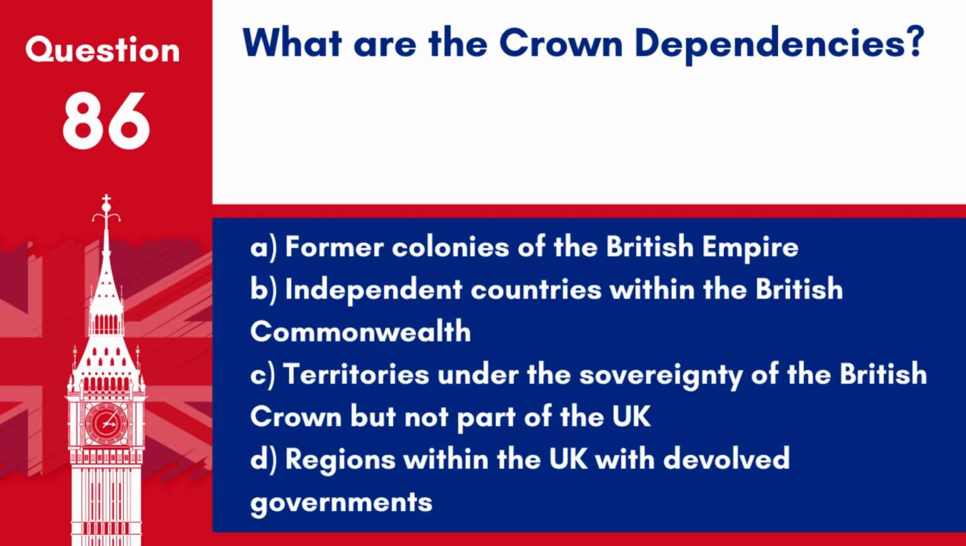Question 86. What are the Crown dependencies? A. Former colonies of the British Empire, B. Independent countries within the British Commonwealth, C. Territories under the sovereignty of the British Crown, but not part of the UK. D. Regions within the UK with devolved governments. Answer: C. Territories under the sovereignty of the British Crown, but not part of the UK. The Crown dependencies include the Isle of Man and the Channel Islands, specifically Jersey and Guernsey.